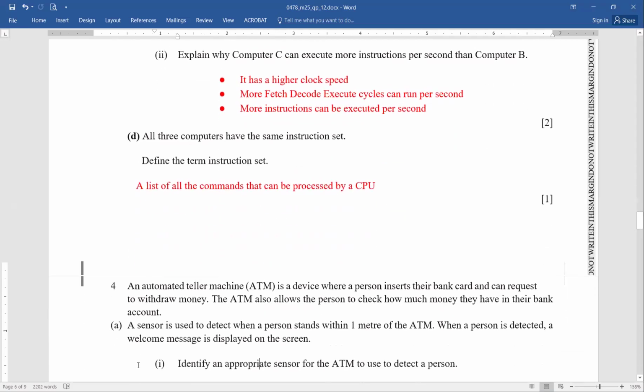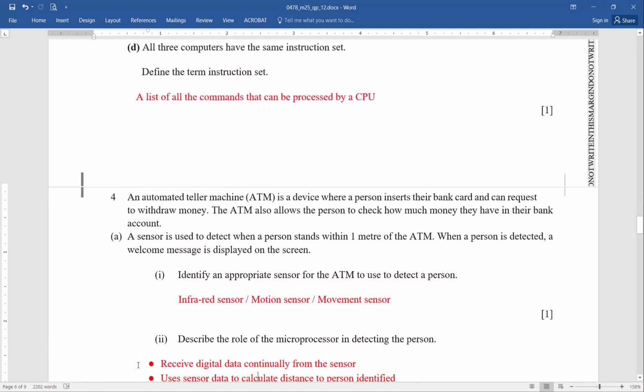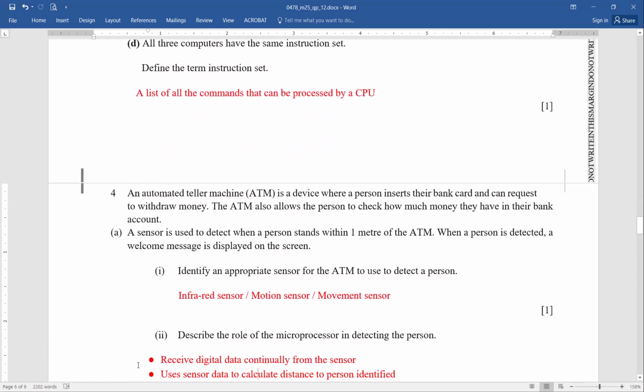Maybe move to the next question. Okay, any issues? Till now, we are done with 3 questions. Any problem, any ambiguity, anything that is unclear? Okay, question number 4. That's wonderful.